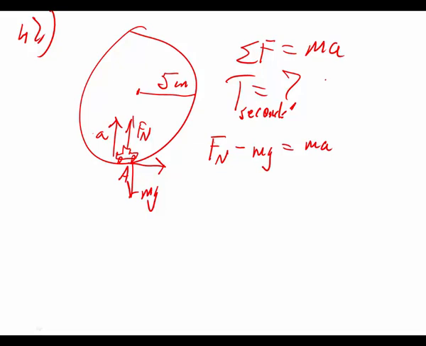Okay, y'all. How much was the normal force? Well, all right, it said F of N was 2.5 mg. All right, substitute that in. Now watch where we're going. 2.5 mg minus mg is equal to ma.